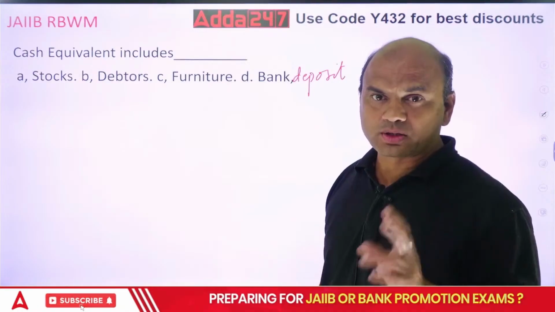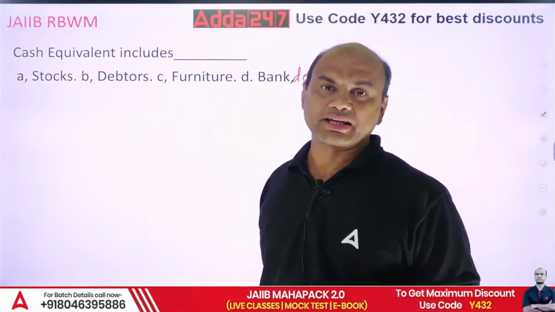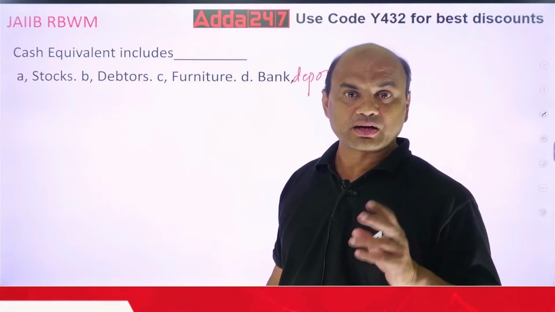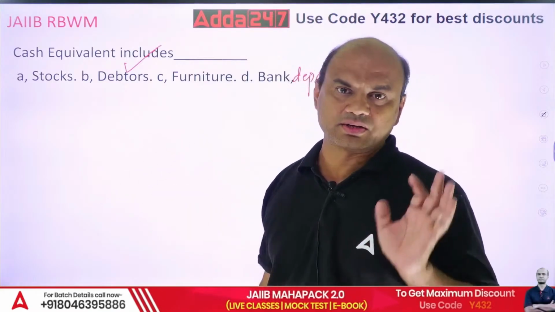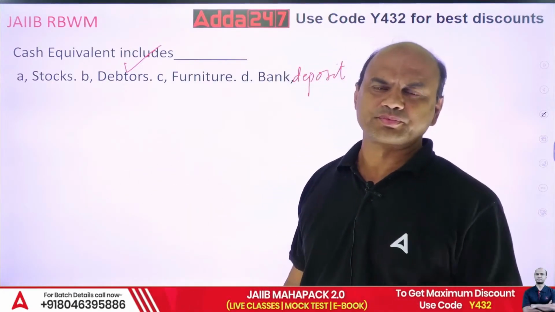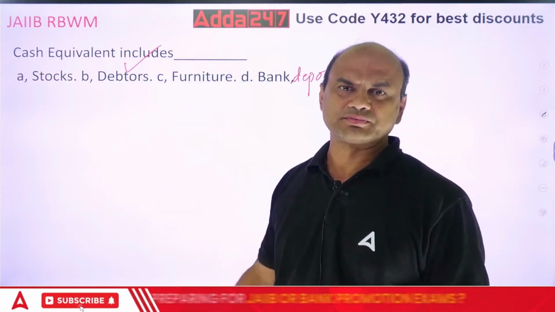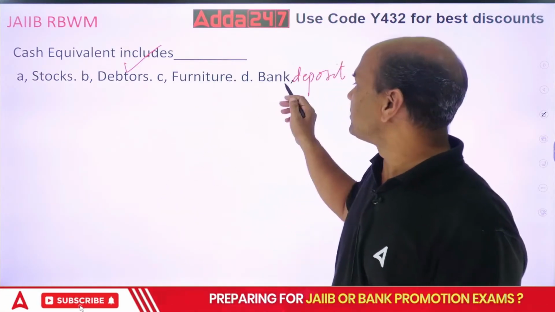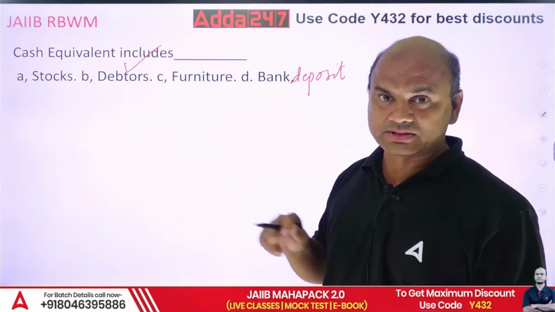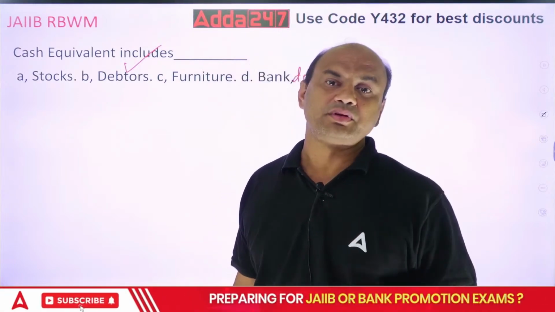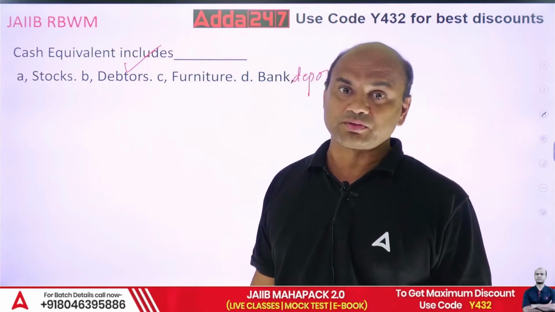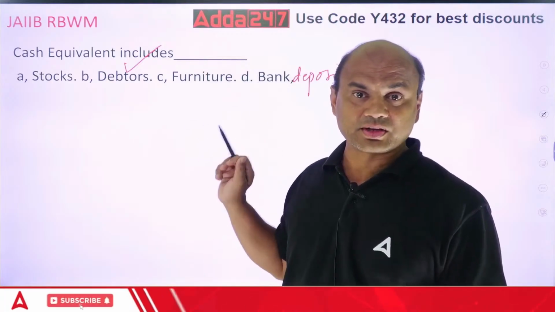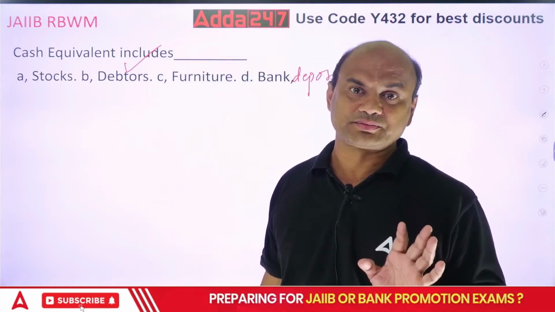Basically remember there are two elements in liquid assets: cash and cash equivalent. One is debtors. Debtors are considered as cash equivalent, firstly from your exam point of view. Debtors, okay, simple. And bank deposit: if it is CASA, it is called cash equivalent. But if it is FD, then it is not called cash equivalent. Kindly note, if it is CASA, current account, saving account, then you can consider it as cash equivalent.